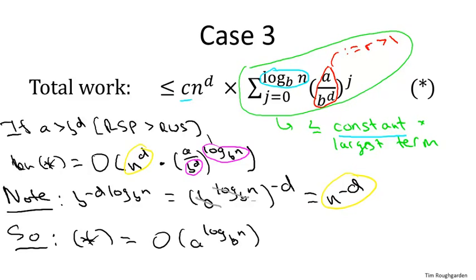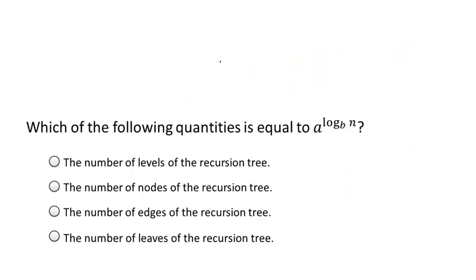So a to the log base b of n, if we step back and think for a minute, is actually a supernatural quantity. It describes something about the recursion trees that we already knew was supposed to pop up in the analysis. I'll let you think through exactly what that is in the following quiz.